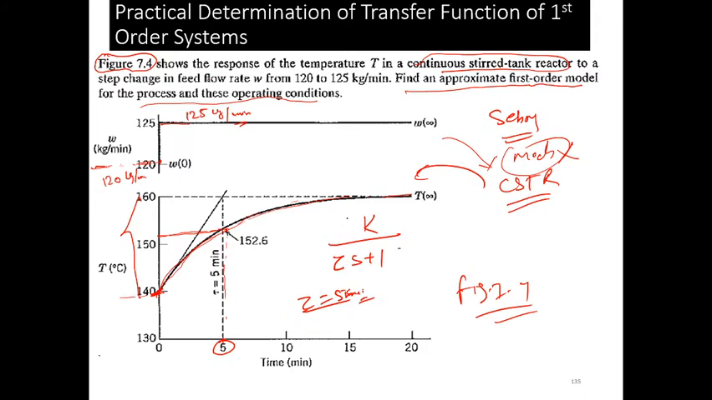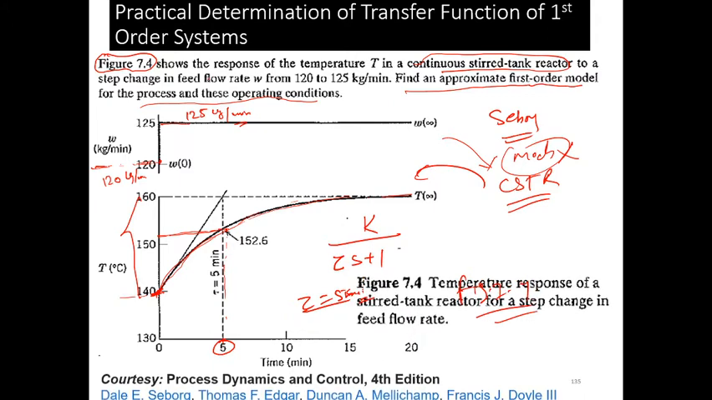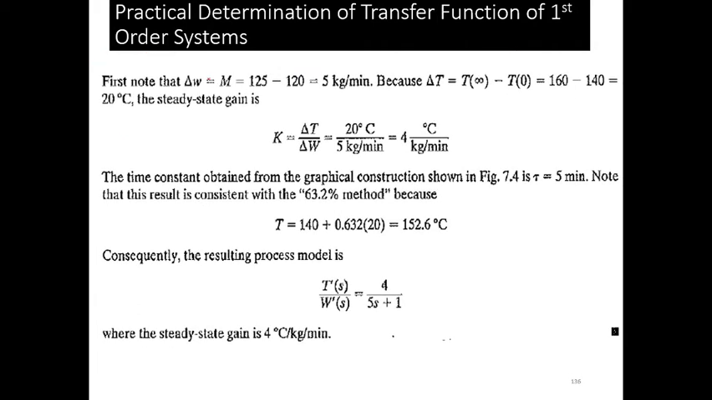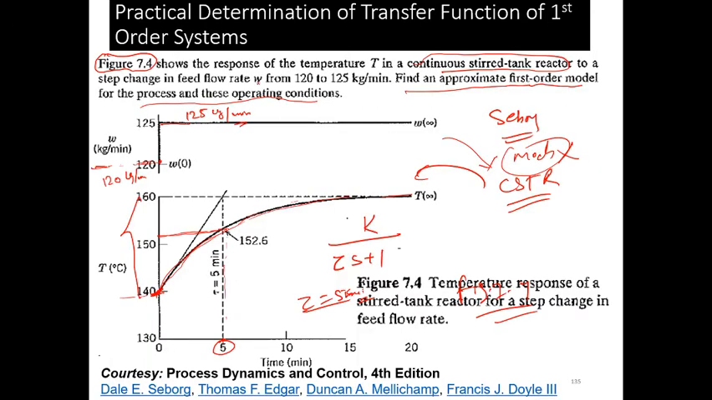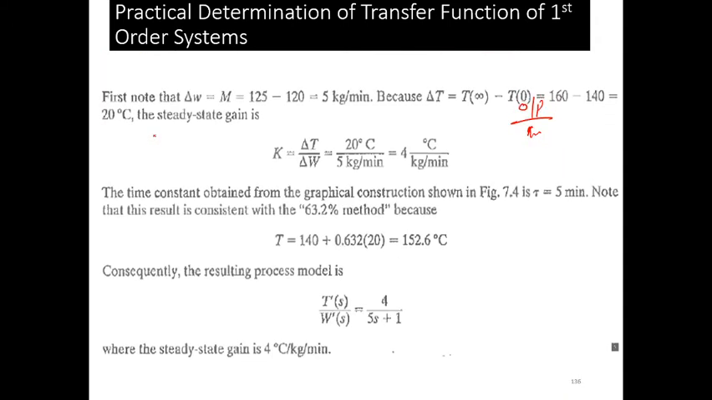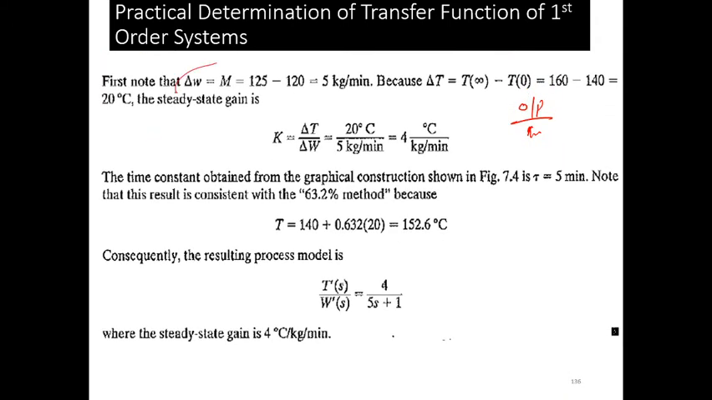Now the question is K. How will the K be calculated? It is a very easy problem. We have already said it is the change in the steady state value of the output divided by the change in the steady state input. The input is changed from 125 to 120. You can see here 125 minus 120. This is the change in the input.